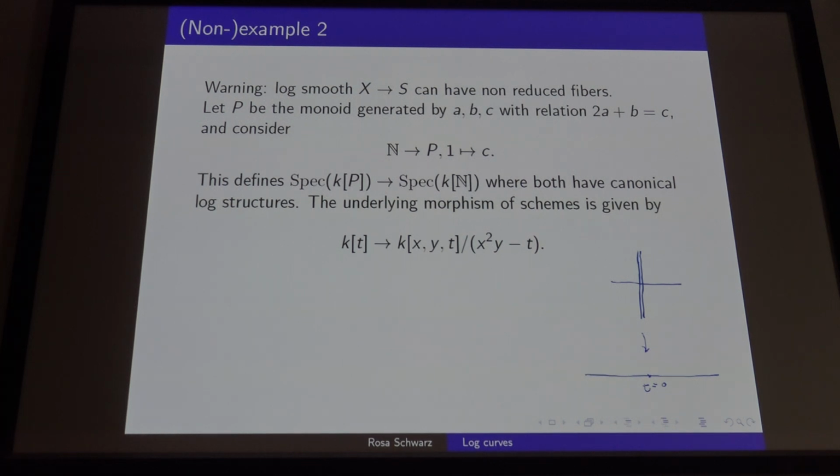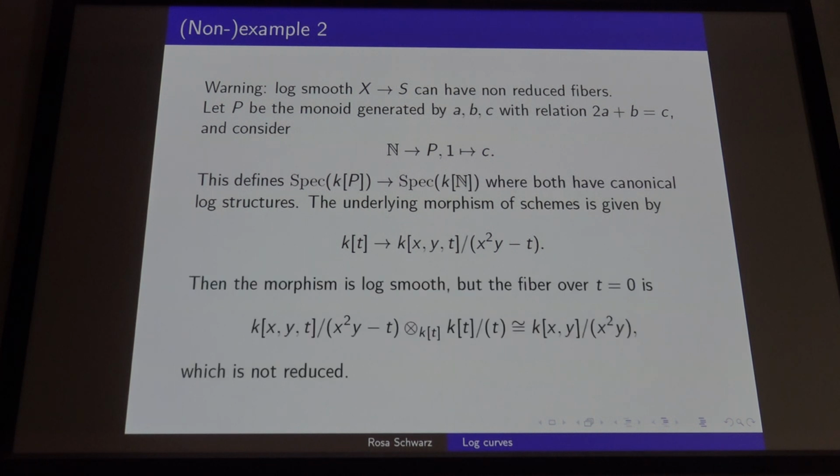N to P, which only want to see. Then the underlying morphism of schemes will be this, and one of your fibers will look like in the pictures, which is not reduced. The fiber over t is 0, because, for example, the element xy is nilpotent, so you won't have a reduced fiber. So this is not what we would call a log curve.